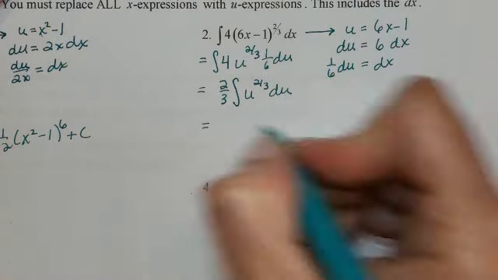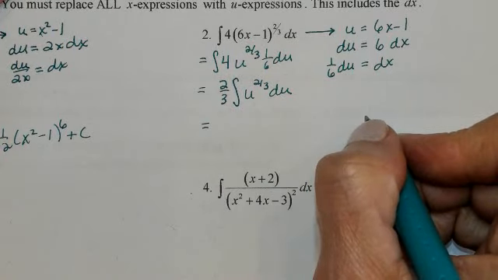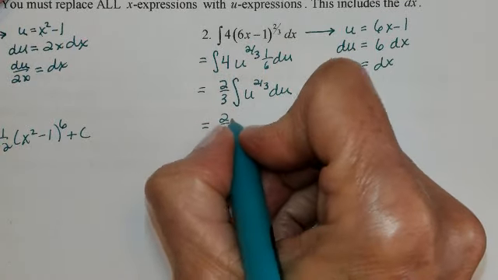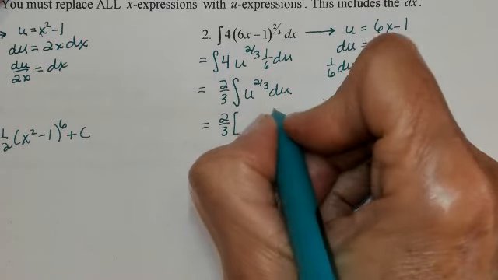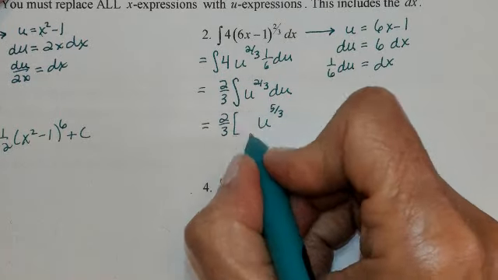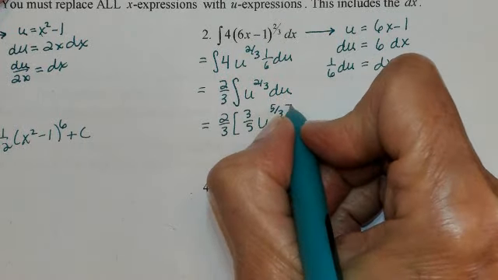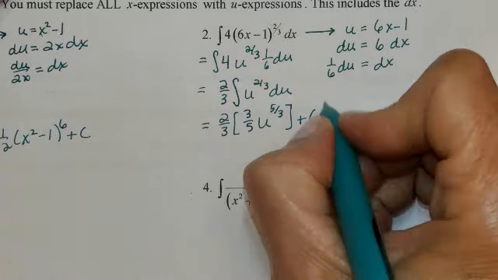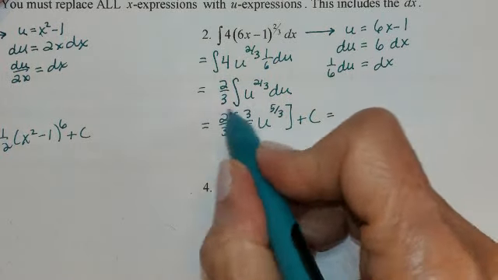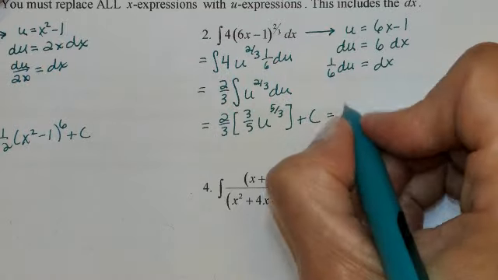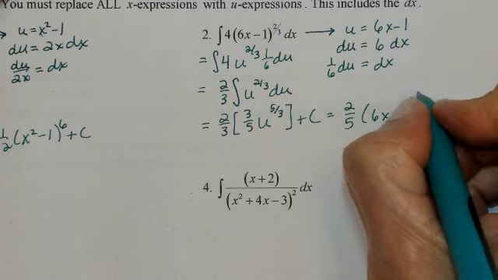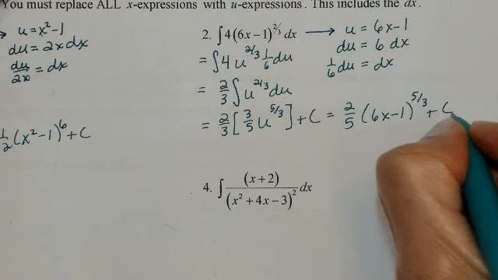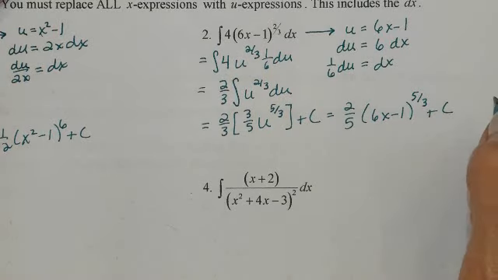And now power rule. In the end, it's still always power rule, you guys. So 2/3 times u to the, this would be 2/3 plus 1, so 5/3. And then 1 over 5/3 is 3/5 plus c. And then lastly, we just go back to x's. I'm going to clean this up a little bit. 2/3 times 3/5 is 2/5. And then 6x minus 1 to the 5/3 plus c. And this is u-substitution. That's all it is.